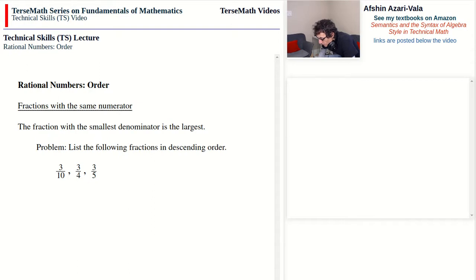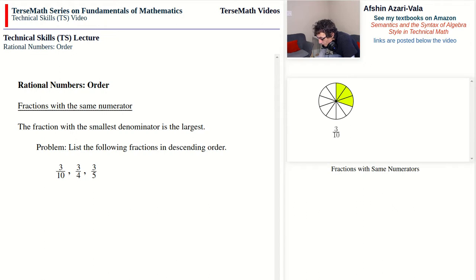Now to explain why we can order them following this rule that says the fraction with the smallest denominator is the largest. So in this case, 3/4 is the largest. Let's take a look at the diagrams that go with these three fractions. For 3/10, we divide a pie into 10 parts and take 3 parts. So this is the diagram that we get.